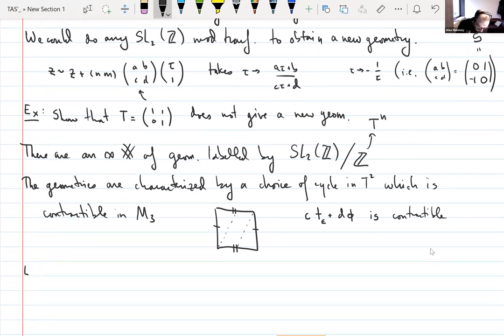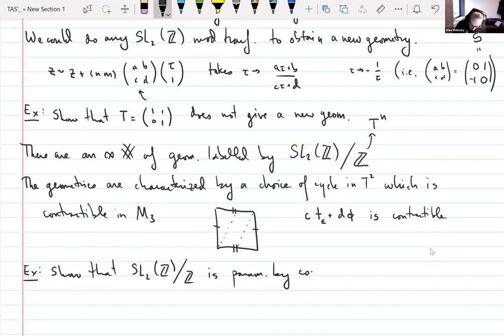Final exercise. Show that SL2Z mod Z is parameterized uniquely by a coprime pair of integers c and d. And in fact, I've called them c and d because they're the lower row of an SL2Z matrix. Good.